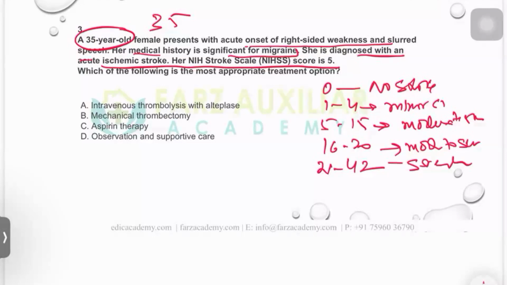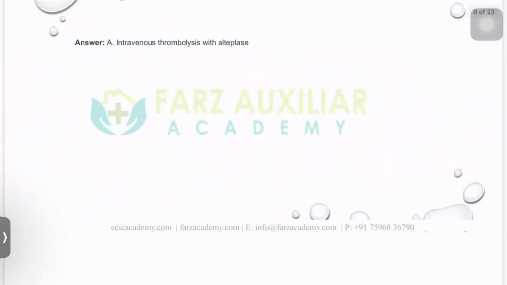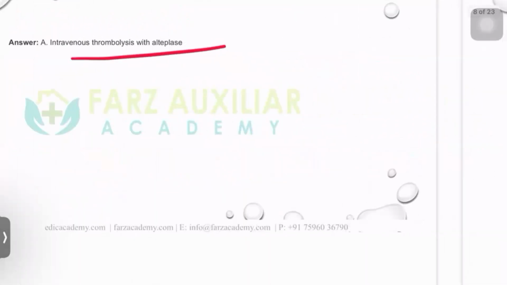So it is an essential tool, this NIHSS score. It determines what? It determines the stroke severity. Hence, if you have made the diagnosis, then you are going to thrombolyze this patient. So intravenous thrombolysis with alteplase.